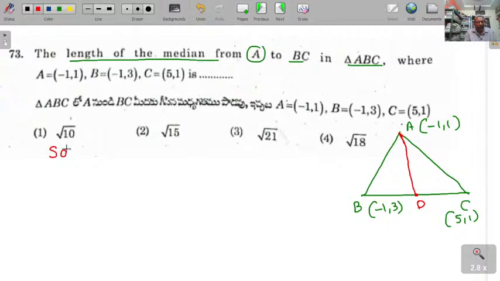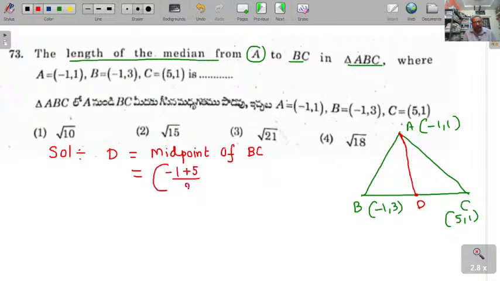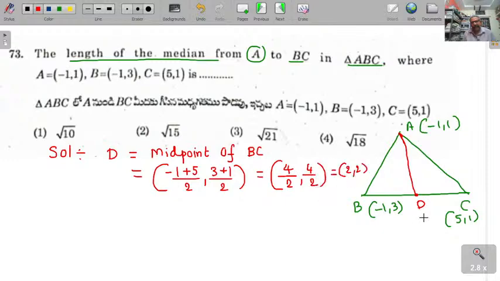So first of all, let us find out D, which is the midpoint of BC. So what is the formula for midpoint? x1 plus x2, that is actually minus 1 plus 5 by 2. So next we have 3 plus 1 by 2. Obviously, what do you get? Yes, 5 minus 1, 4 upon 2. 3 plus 1, 4 divided by 2. You will be getting 2 comma 2. So the midpoint of the side BC is 2 comma 2.